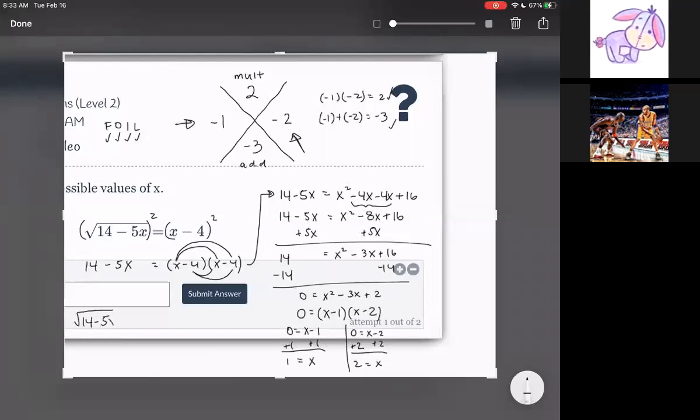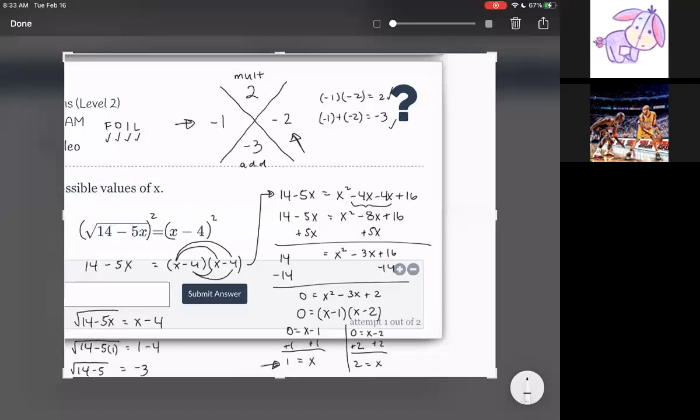The square root of 14 minus 5x is equal to x minus 4. Okay, so we're going to plug in both of these. Let's try out our x equals 1 first. So trying that one out, we have the square root of 14 minus 5 times 1 equals 1 minus 4. So everywhere where I saw the x, I just plug in a 1. Simplifying that, 14 minus 5 is equal to negative 3.